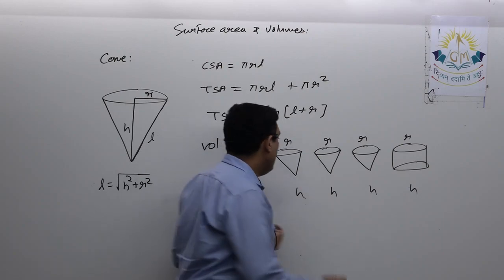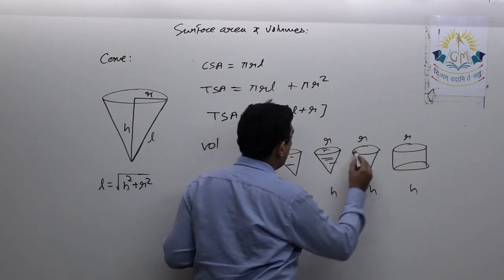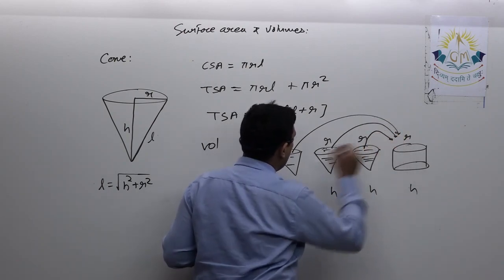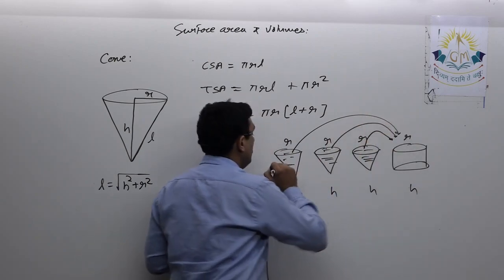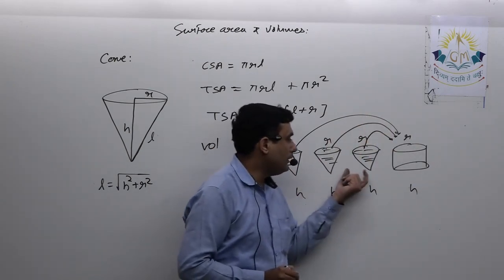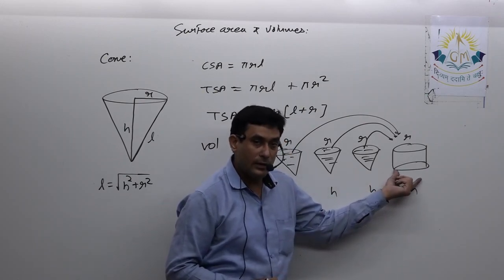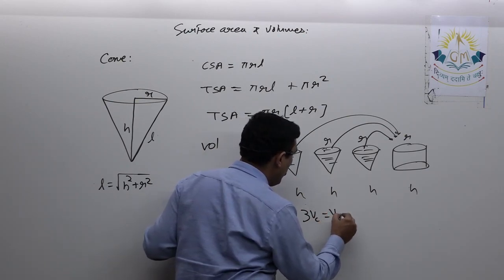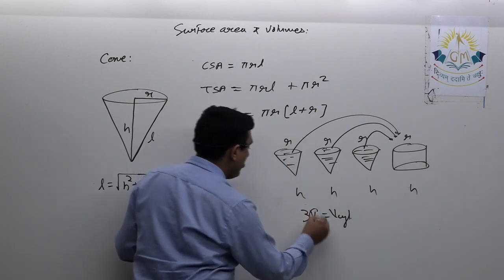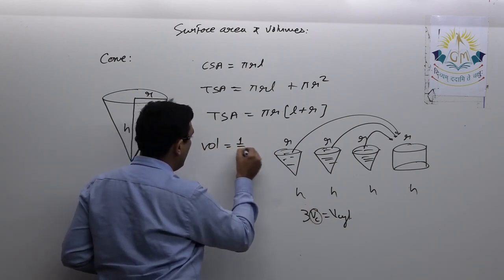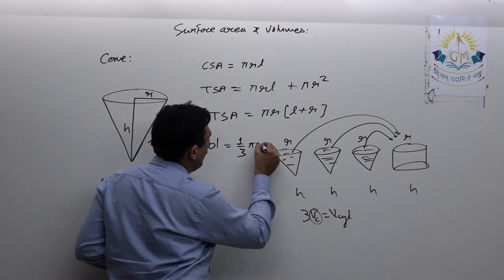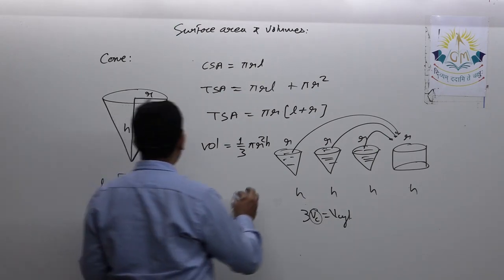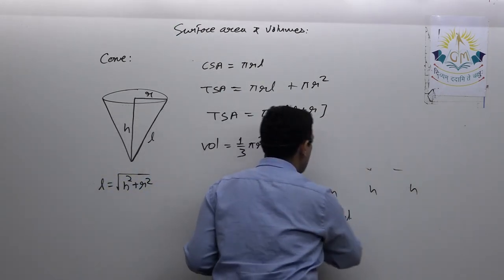same height h. Then if we fill water in these three cones and pour this water into the cylinder, we'll find that if we pour the water from all three cones, it will get filled completely. So we can say 3 into volume of cone is equal to volume of cylinder, or volume of cone is equal to 1 by 3 of the volume of cylinder, which is 1/3 pi r square h. Okay, so this is the volume, TSA and CSA of a cone.